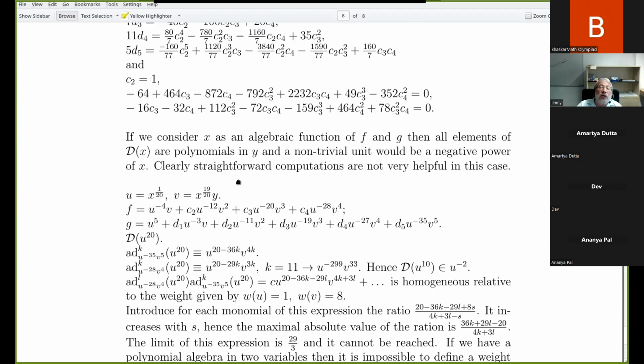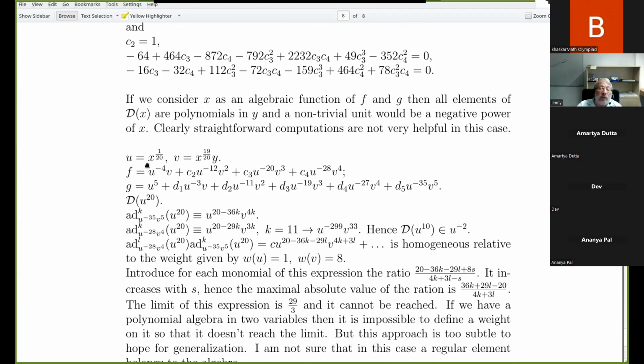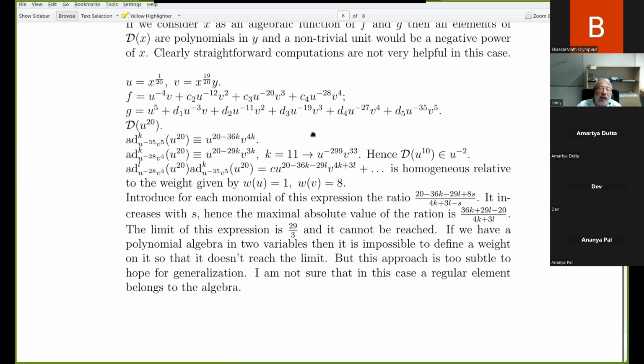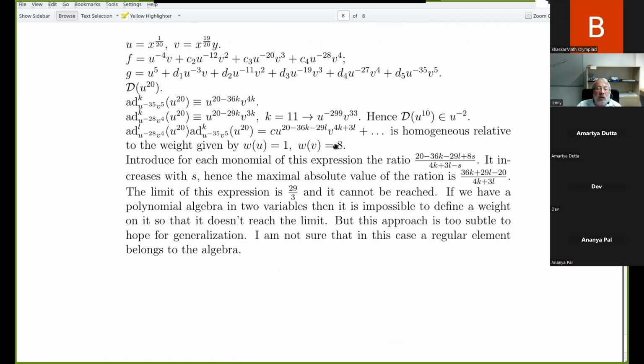Try to rewrite this expression by introducing new variables, u, which is x in power 1 over 20, and v, which is x in power 19 over 20 y. The Jacobian of these two variables is a constant, so you can use them instead. In this way, you can rewrite your expressions now as polynomials in v and Laurent polynomials in u.